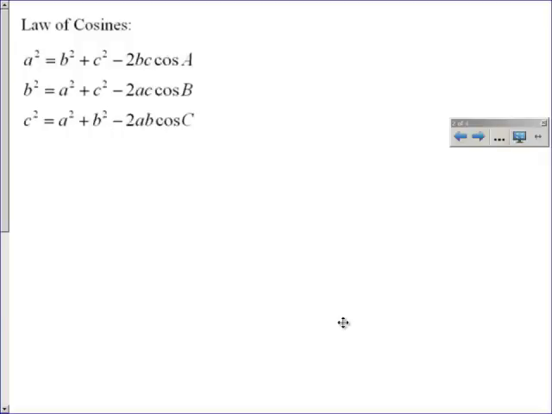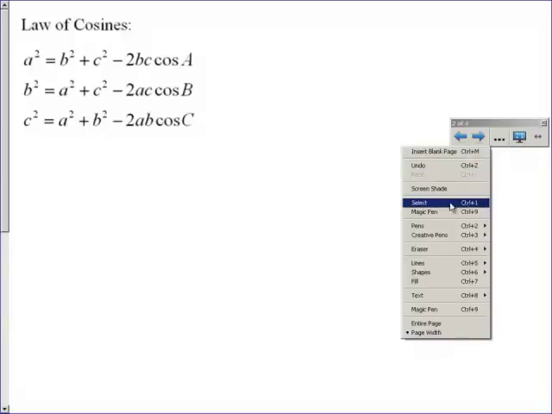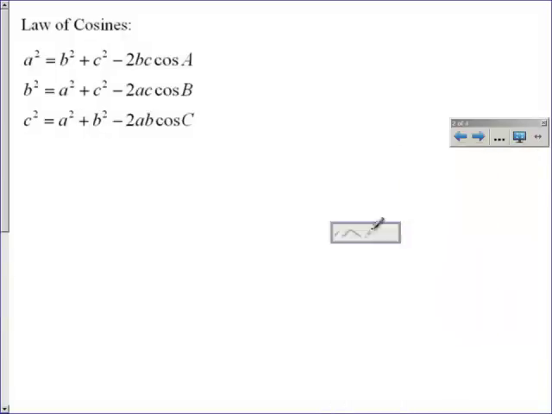All right, so here we go. You need to learn how to find missing sides and angles for things that are not right triangles. And things that are not right triangles, that means there's no little box inside the triangle, there's no right angle. These are called oblique triangles.